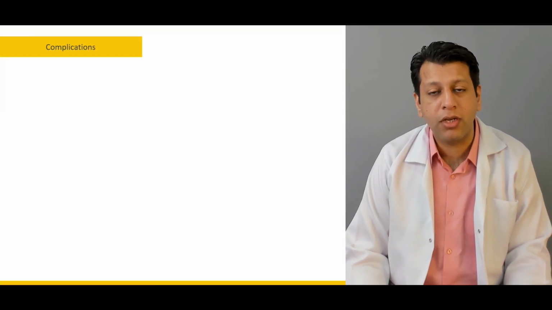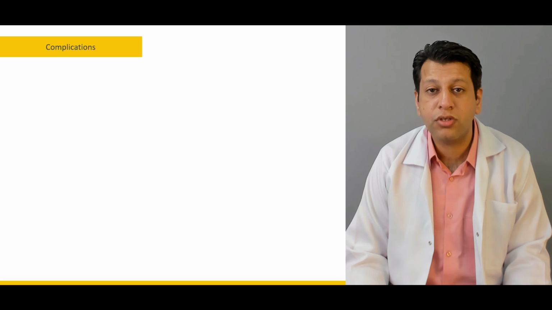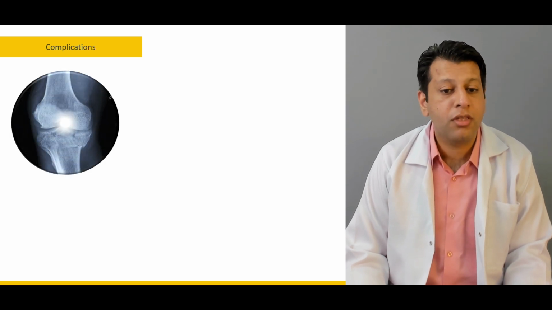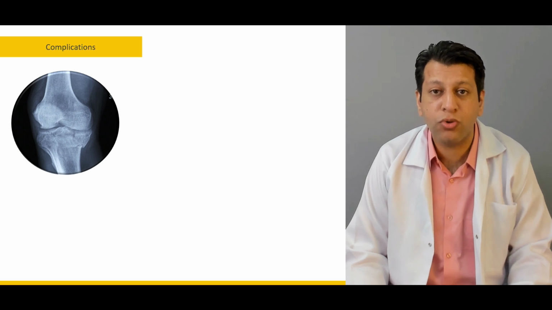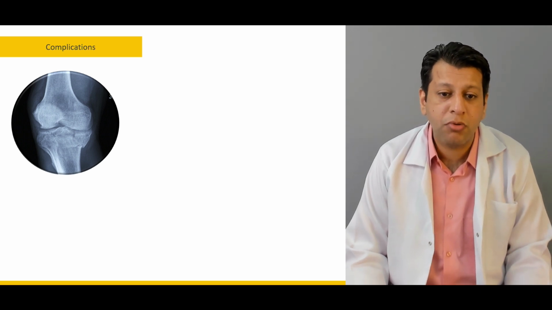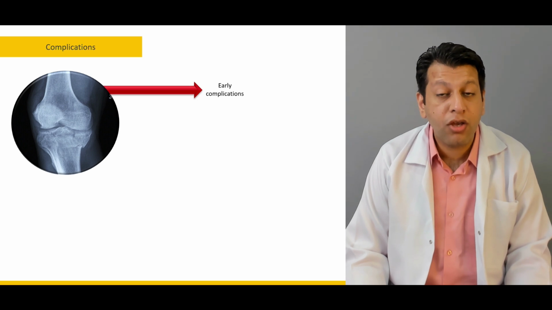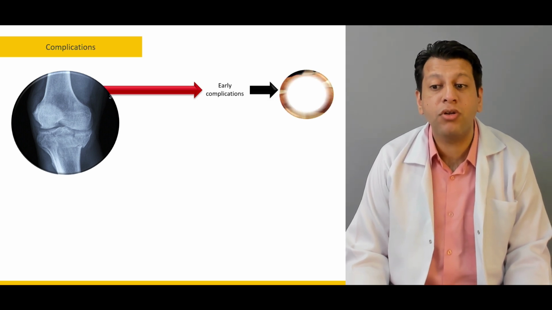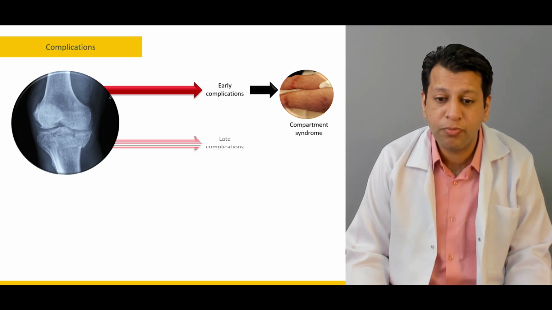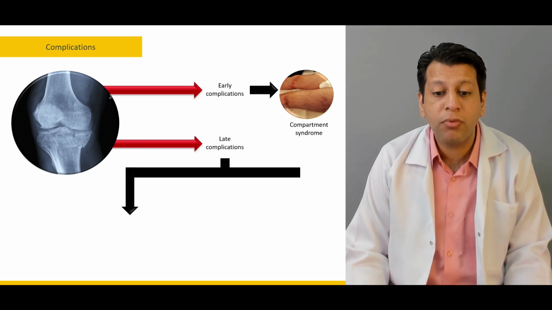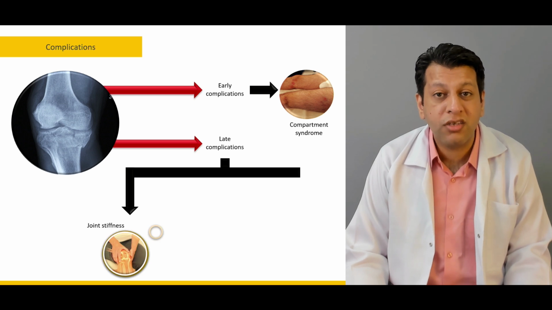Now coming to the complications. What could be complications of tibial plateau fractures? They may include, most commonly, if there is more than 5 mm of displacement or more than 5 mm of depression, this may be associated with early complications such as neurovascular compromise. Massive swelling can lead to compartment syndrome, or there could be late complications such as joint stiffness.